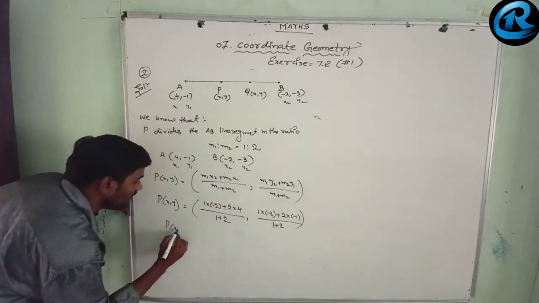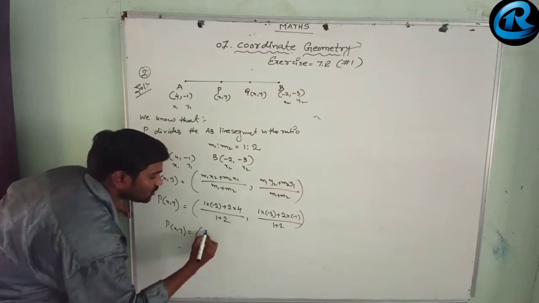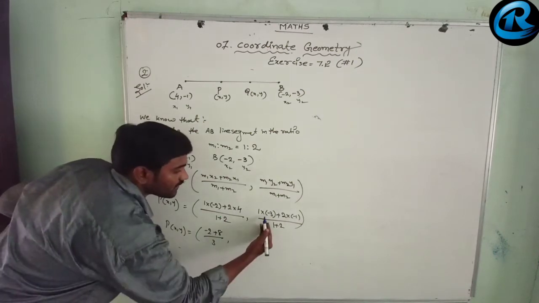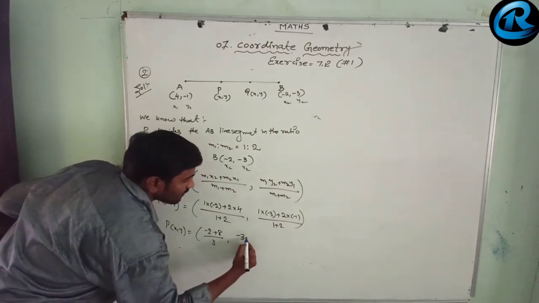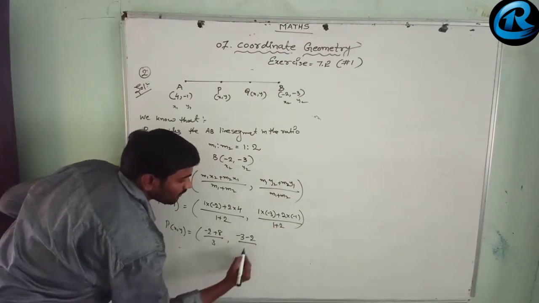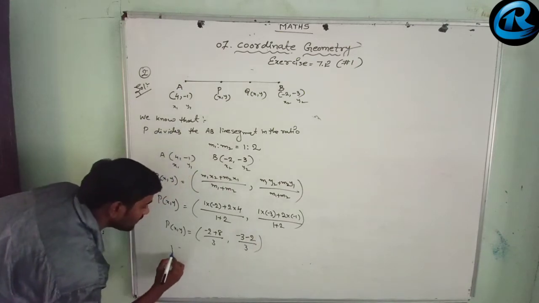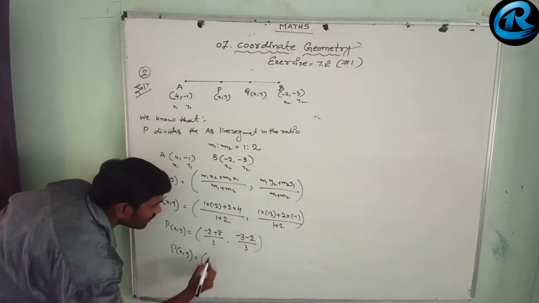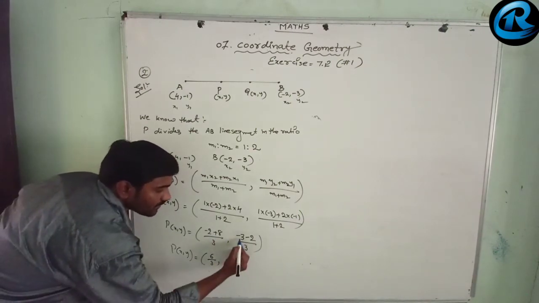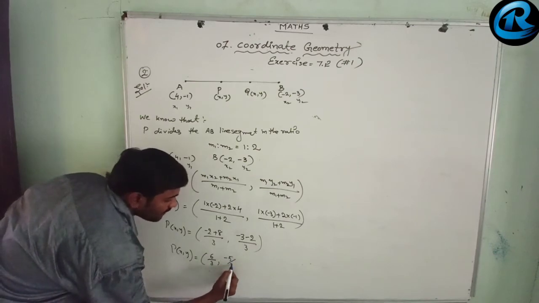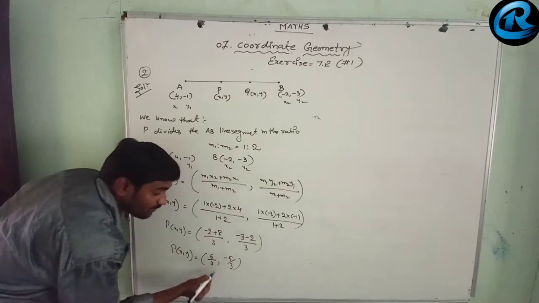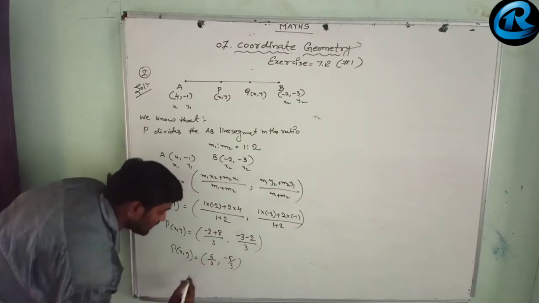Here P(x, y) is equal to 1 into -2, plus 2 fours are 8, by 3, comma, 1 into -3 is -3, plus 2 into -1 is -2, by 3. So P(x, y) is equal to 8 minus 2 is 6 by 3, comma, -3 minus 2 is -5 by 3. You should not cancel the points in the bracket. We have to write the answer directly.